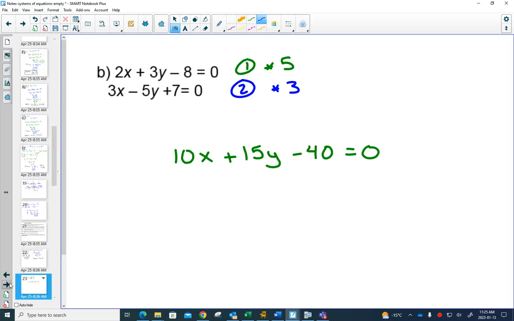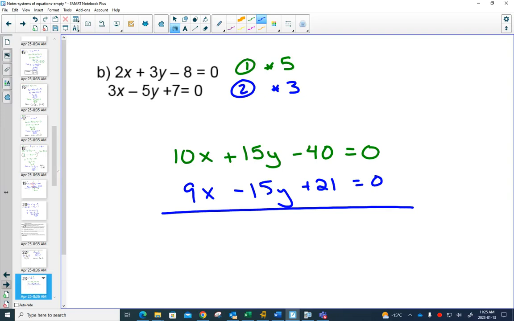So when I multiply this one by 3, the blue one, I get 9x minus 15y plus 21 equals 0. And now I have succeeded in the y column of having the same number, but one is positive, one is negative. When I add them together, 10x plus 9x, 19x. 15y plus negative 15y, that's going to be 0. And negative 40 plus 21 is negative 19. The equal sign will still be in the same spot.